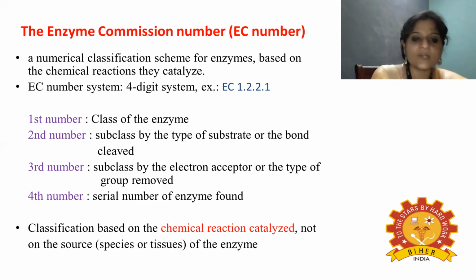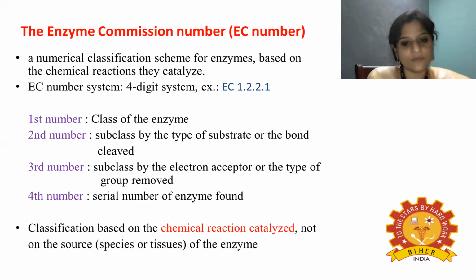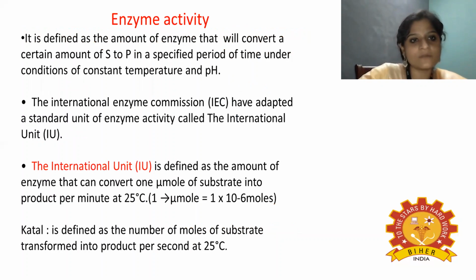And the fourth number is the serial number of the enzyme found. So the classification is based on the chemical reaction catalyzed, not on the source of the enzyme. It is based on the classification of the chemical reaction. It is not based on the source of the particular enzyme, from where the enzyme is going to come.